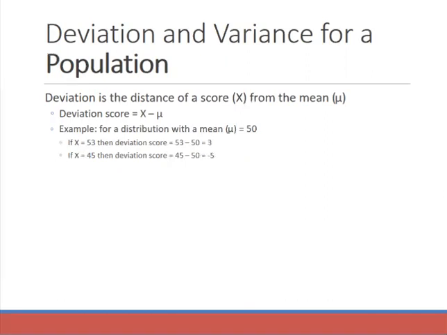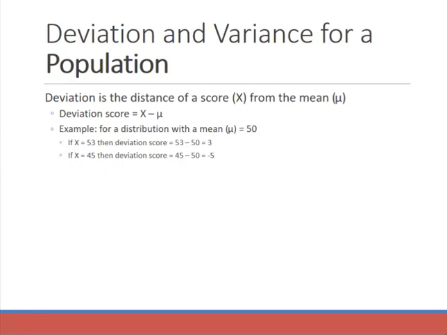A deviation is the distance of a score from the mean. You can see that I'm using mu here, which indicates we're talking about population means right now. Every single score, every X, has a different deviation, which tells us how far it is from the mean. The mean is always the reference point that we use for everything. We calculate the deviation by subtracting the mean from that score, from the X.